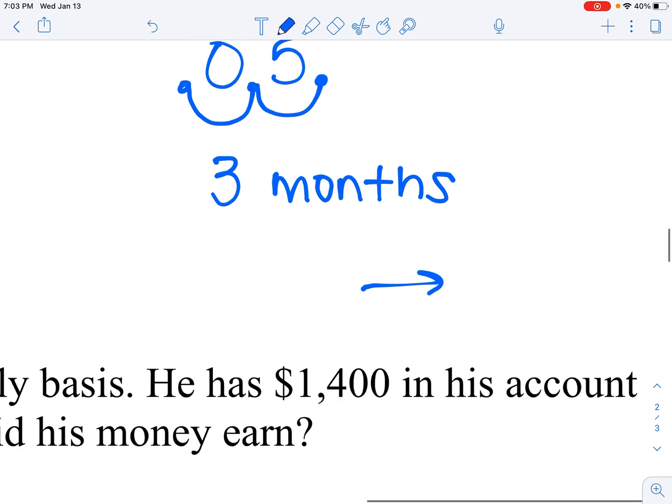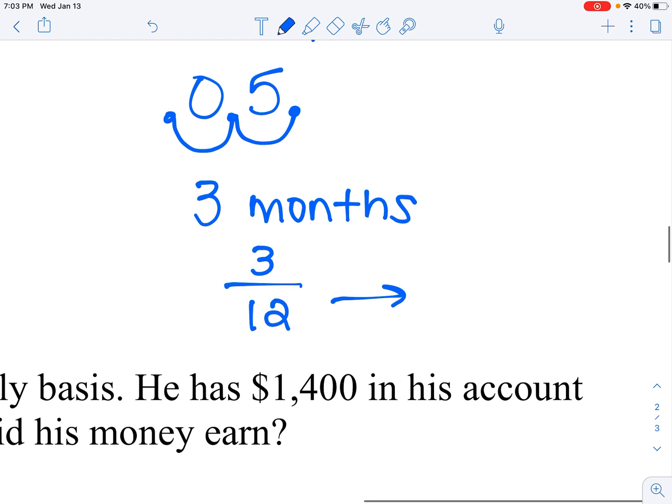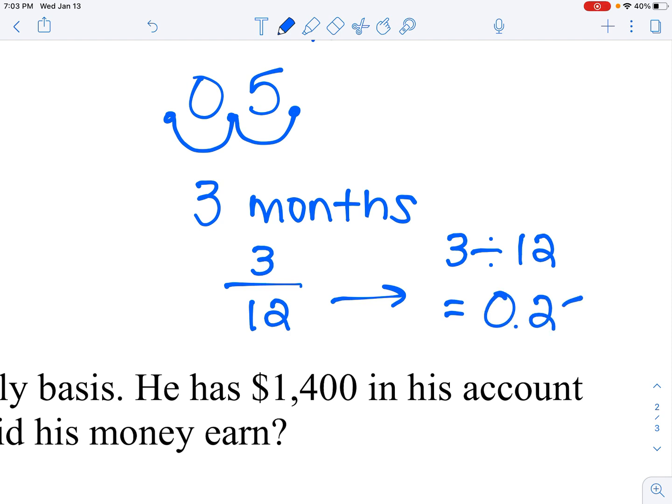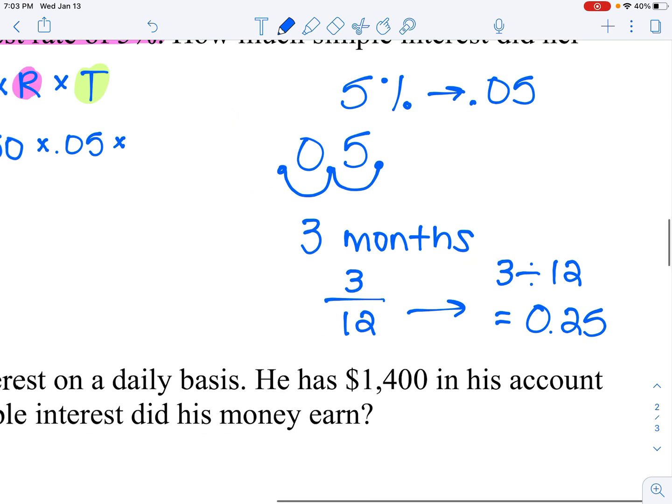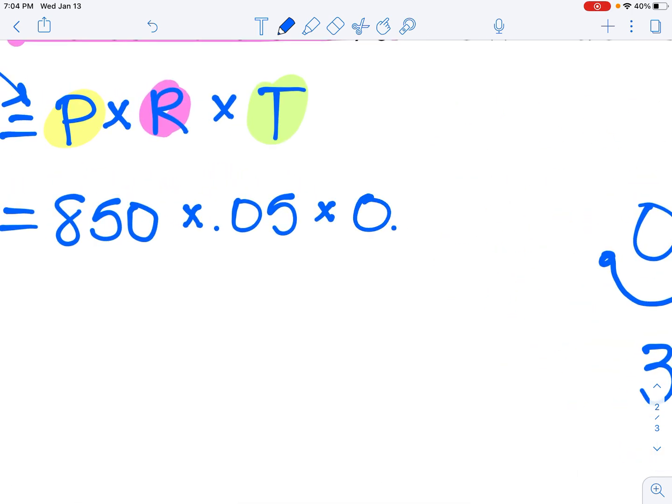So let's start with our fraction. If it's monthly, our denominator should be 12. And when we convert this, we divide. Remember, 3 divided by 12 equals, okay, 3 divided by 12, 0.25. Okay, so that's your time. Let's highlight that again in green so we know. Time is 0.25. And we're almost done, guys.